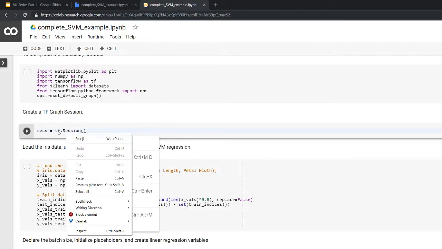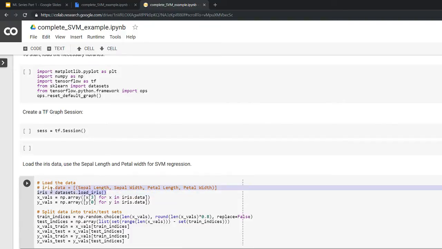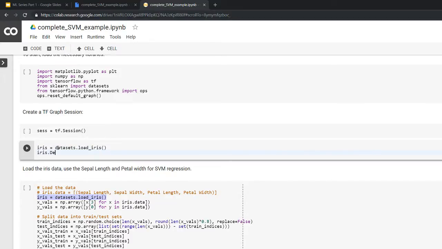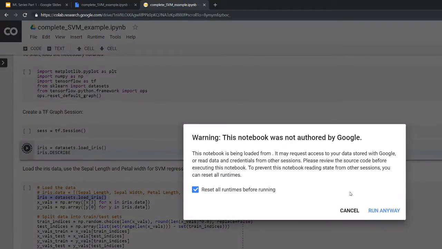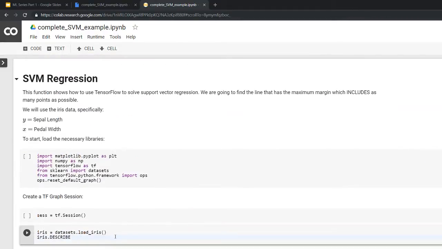When you're loading a data set from TensorFlow, what you usually can do is just do this import function. Then you should be able to take a look at what it does by doing this describe. Okay, not very used to this keyboard.